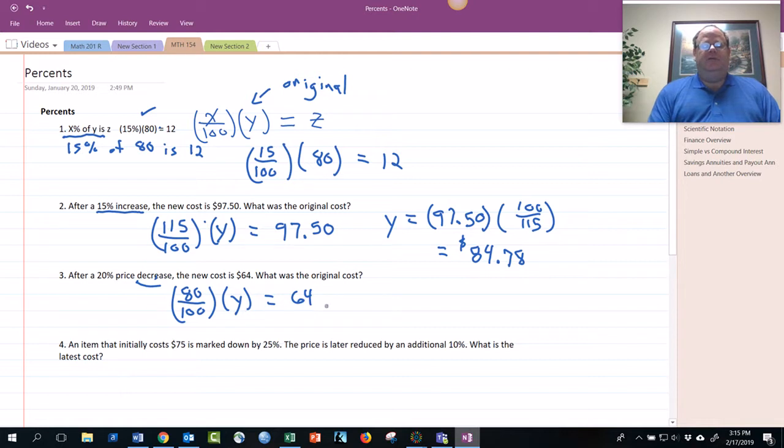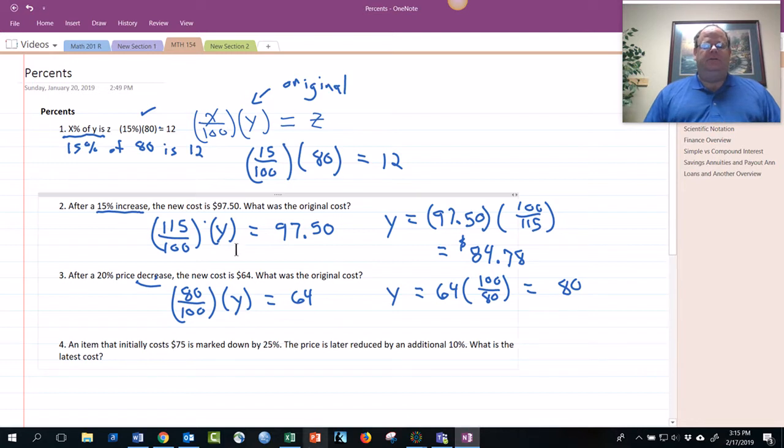Same as before, we've got to divide both sides by 80 over 100, so we multiply by the reciprocal. We take the 64 and multiply it by 100 over 80. And this one actually gets us 80.